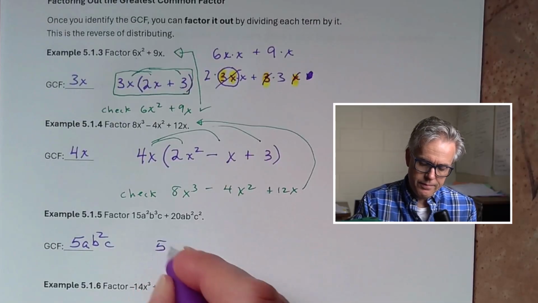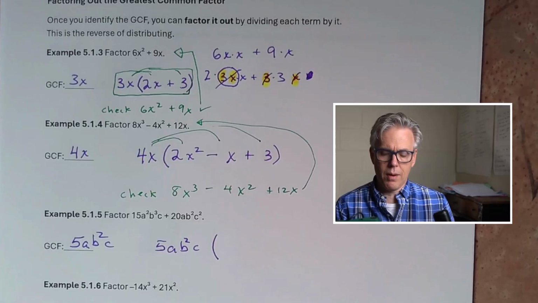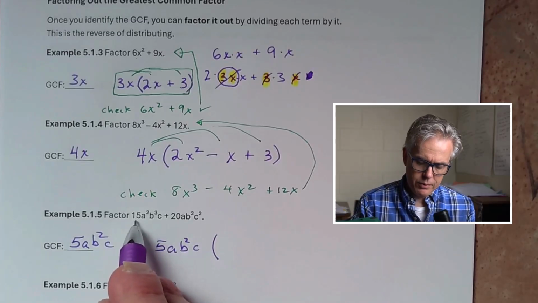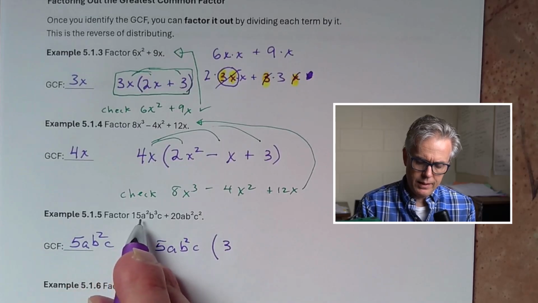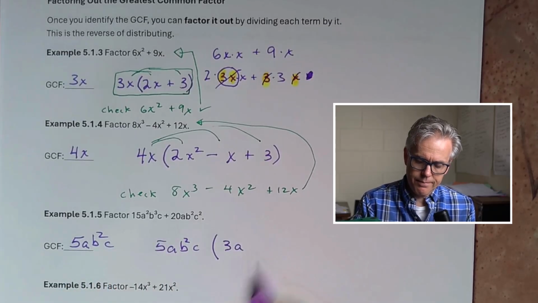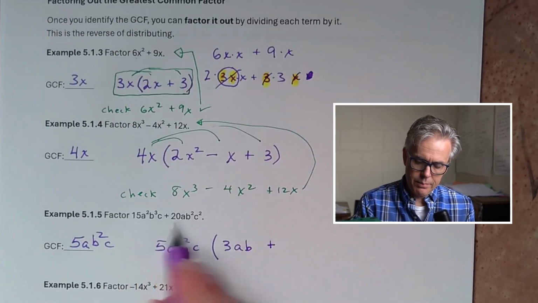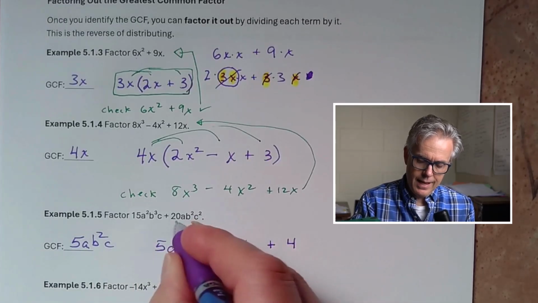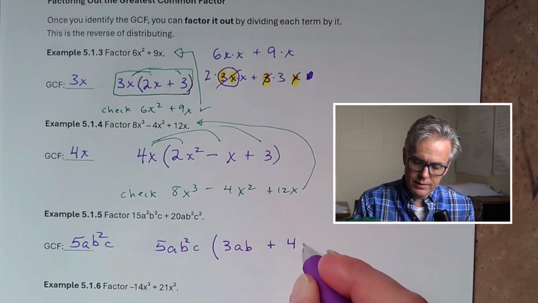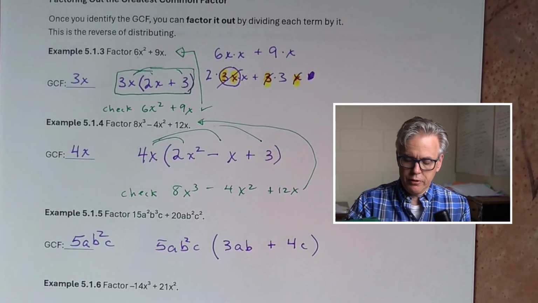Okay, so 5ab squared c. Parentheses, what do I have left? Numerically, I've got a 3. And then I pulled out one of those a's, so I'm just left with an a. I pulled out two of those b's, so I'm just left with one b, and the c's no longer there. Plus, pulled out 20 divided by 5 is 4. And then that a is gone, the b is gone, and I'm left with one c. These take practice. Once you do a few of them, they're not too bad.